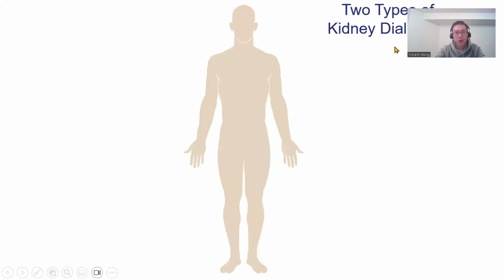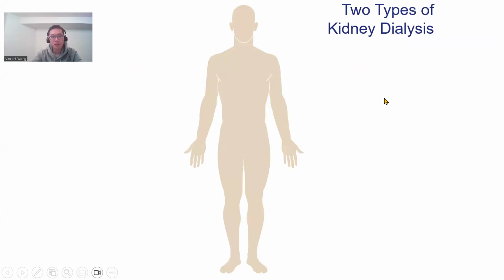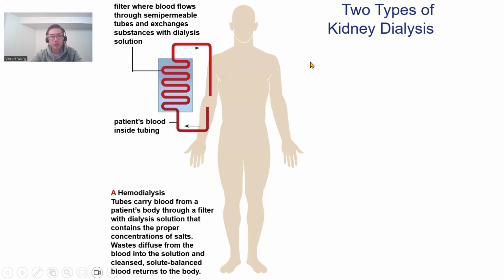If your kidneys are not working anymore, then you need to get a kidney transplant. But a kidney transplant is not readily available. It's the organ that has the longest wait list in transplants. So while you wait for the kidney transplant, the only thing you can do is dialysis.